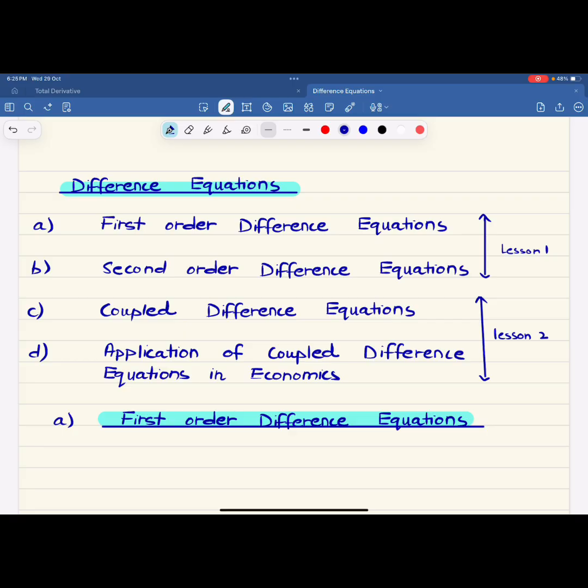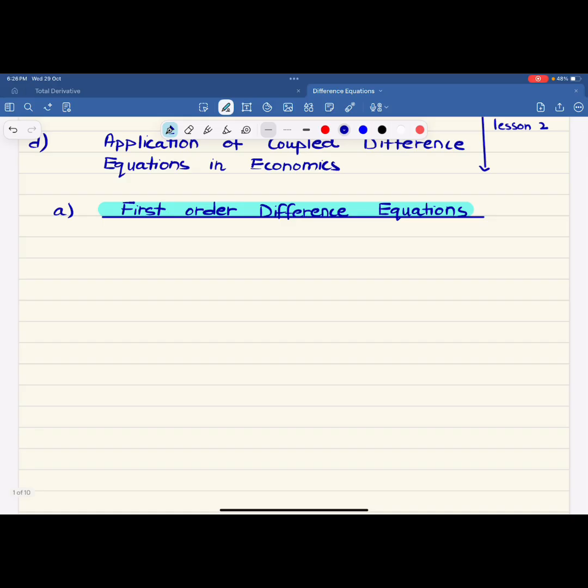Difference equations are essential for understanding how variables evolve over time, especially in discrete time models. So let's begin slowly and build intuition step by step. Beginning with first order difference equations, let's set up a very basic system: y_t minus beta y_{t-1} equals g, where g is a time independent constant.